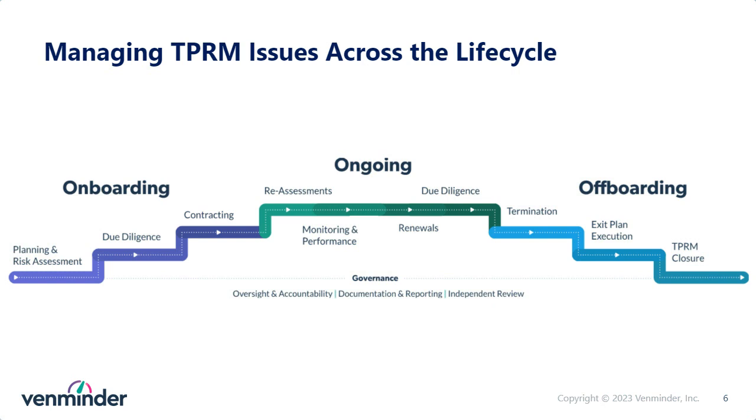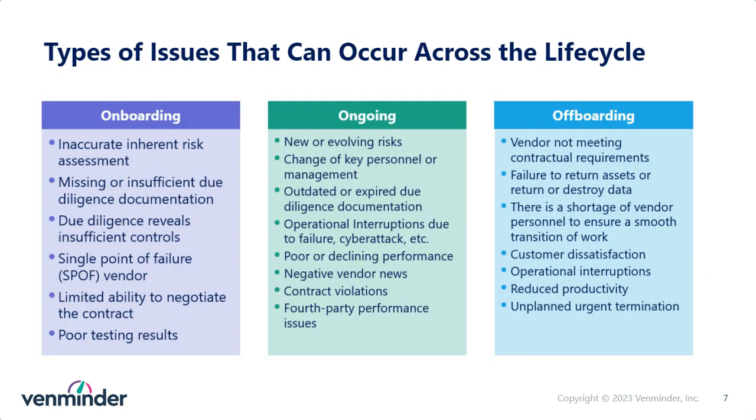So when onboarding we might have a risk assessment that was completed inaccurately. Or we could find through due diligence that the vendor's controls are insufficient. We also might have a limited ability to negotiate the contract or poor testing results. Examples of issues that might occur in the ongoing stage are where we have new or evolving risk. Maybe there's been a change of key personnel or management at the vendor. Or there's operational interruptions due to failure, cyber attack, etc., or even fourth-party performance issues.